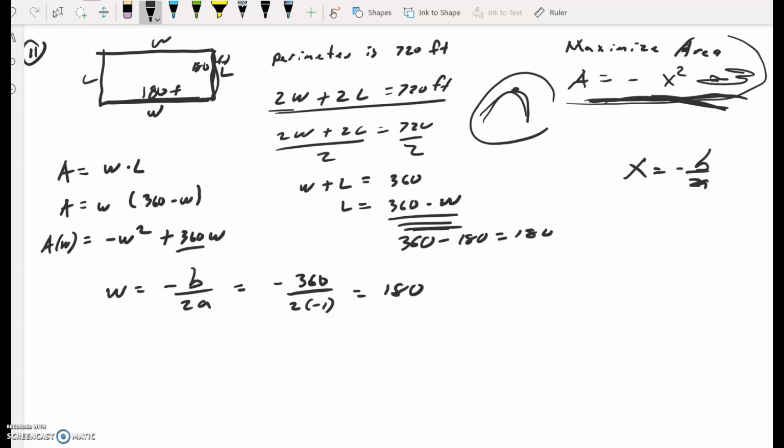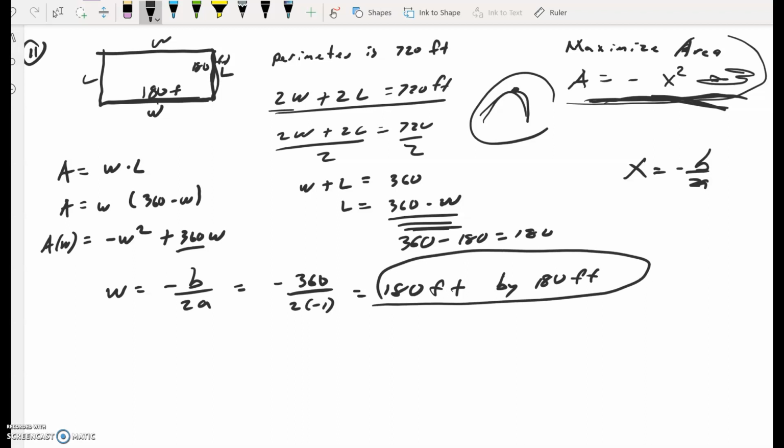What would the area of the rectangle be, even though the problem didn't ask us for that? It would be 180 times 180. It would be the area of the square. And so, to answer the question, what dimensions should the rectangle have? It should have 180 feet for the width and 180 feet for the length, and it is in fact a square.